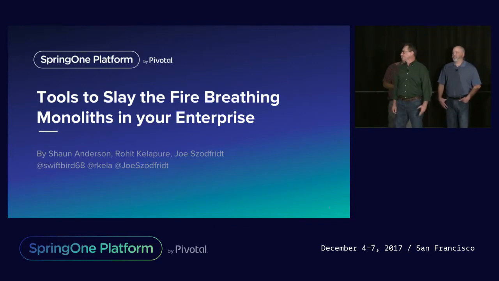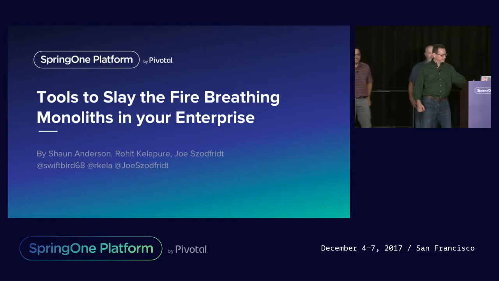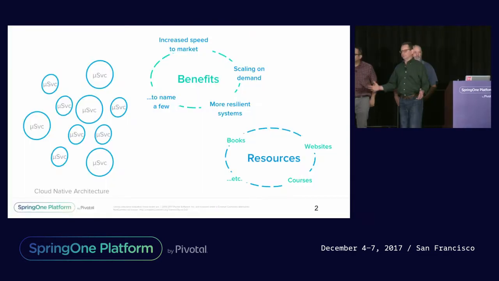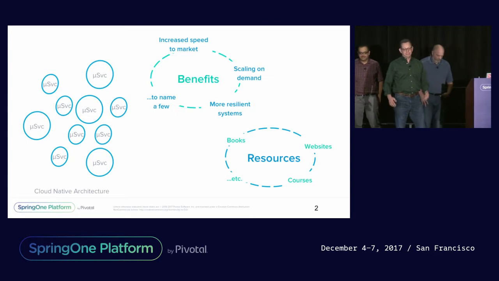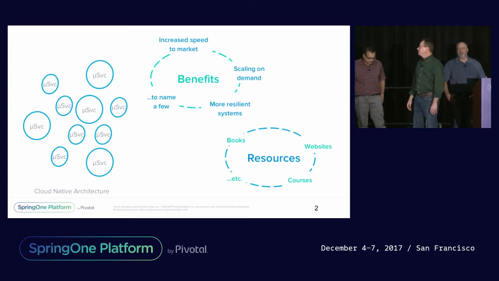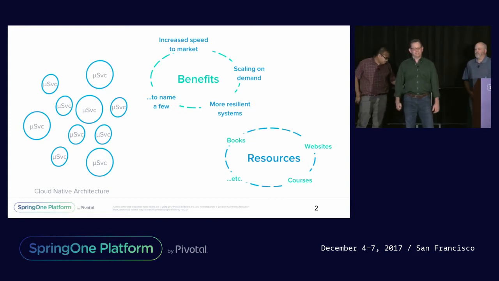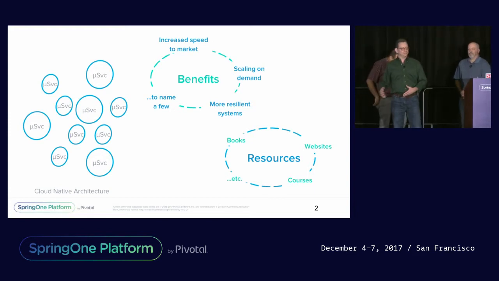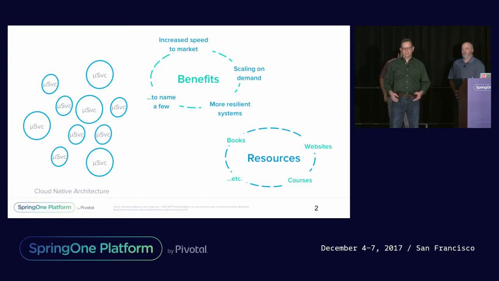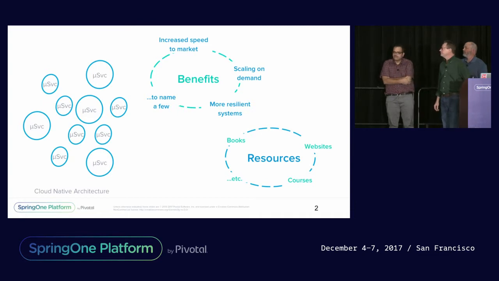All right, today our talk is about tools to slay the fire-breathing monoliths in your enterprise. So everyone knows the benefits of cloud-native architecture. They have scaling on demand. We have more resilient systems. We have increased speed to market, just to name a few. We have lots of resources on how to build these types of systems. We have books, we got blogs, we got conferences just like this. Lots of resources available on how to create good systems.